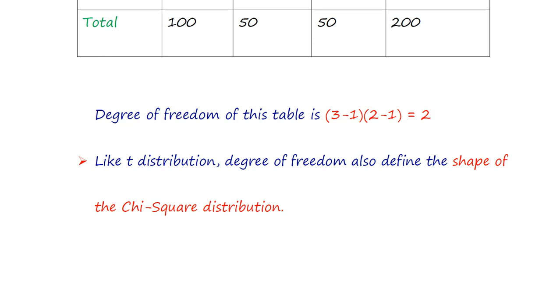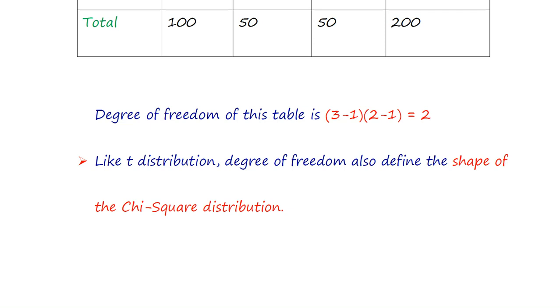Now I look at the formula. Degree of freedom of this table is R minus 1. Here are two rows, 2 minus 1. C minus 1, these are the three columns, 3 minus 1. 1 times 2, the answer is 2. Degree of freedom of a 3 by 2 contingency table is 2. So as you see, here are two observations that are free to vary.